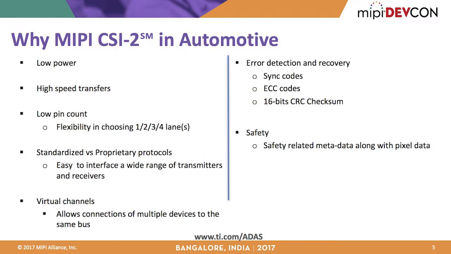The next big advantage of CSI2 is virtual channels, and this is something which allows multi-camera aggregation. So 4 cameras sending their pixel data on a single link, and the receiver can still receive them and distinguish them by virtual channels. Now, some error detection and recovery.